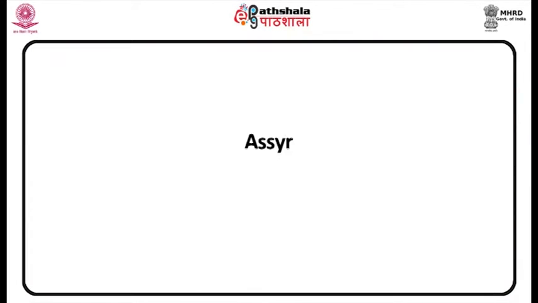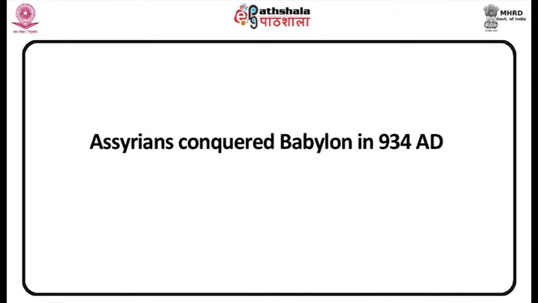Amorites were next to dominate the south. Under them and their king Hammurabi, a new unified society arose with its capital in the city of Babylon. About 934 BC, the Assyrians conquered Babylon.